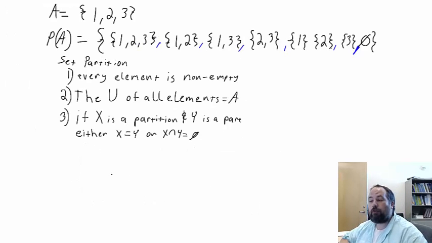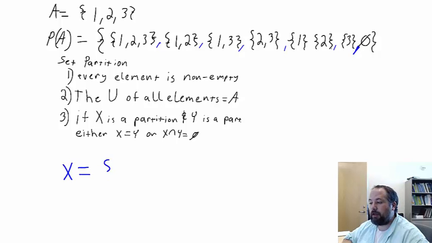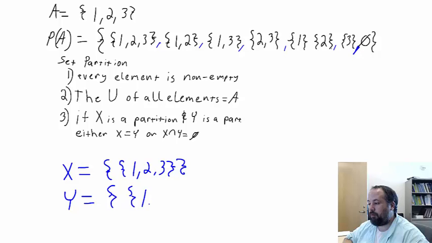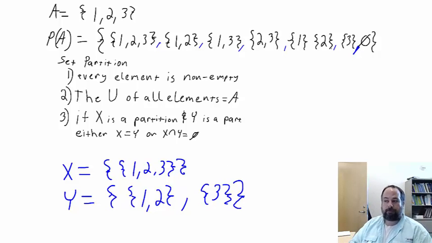All right, let me give you a basic example using our trivial set A at the top. Our partition X is going to be {{1, 2, 3}}. And our partition Y is going to be {{1, 2}, {3}}, a set with 1 and 2, and a set with 3. So let's check our rules there. Is every element of our partition non-empty? That's true. There's no empty set in either of them.